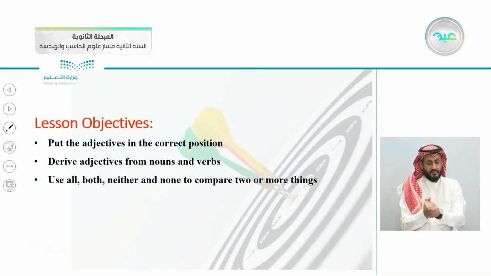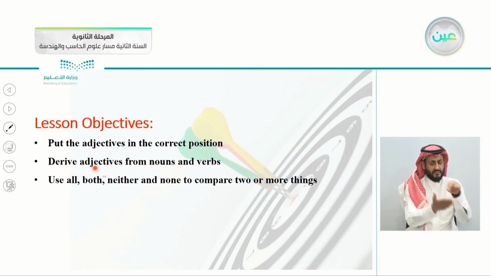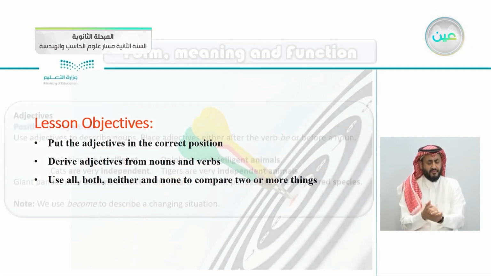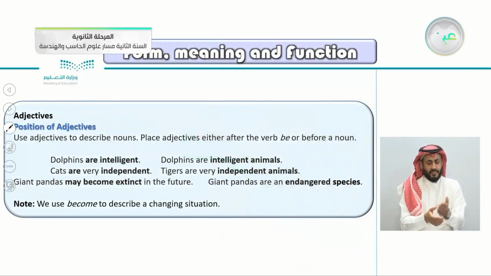These are today's objectives. Put adjectives in the correct position. So we'll be studying adjectives and we'll be learning their positions. Derive adjectives from nouns and verbs. So we'll be deriving, or forming, adjectives from nouns and verbs. Use all, both, neither, and none to compare two or more things, and of course lots more. So beginning here with the adjectives.